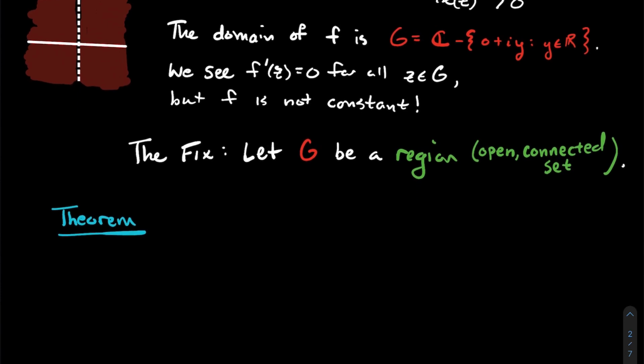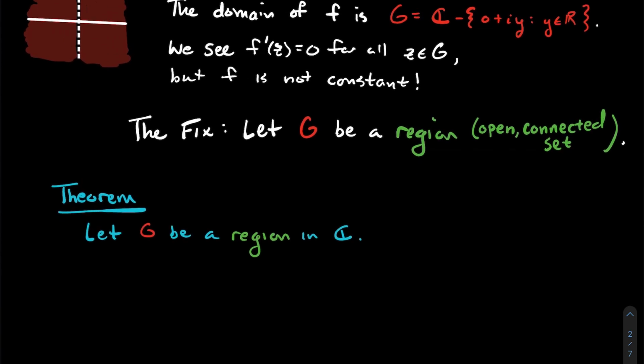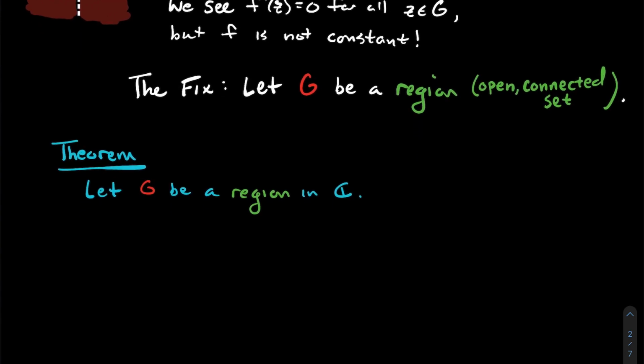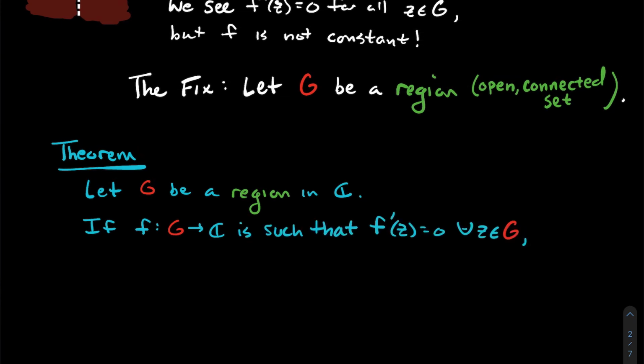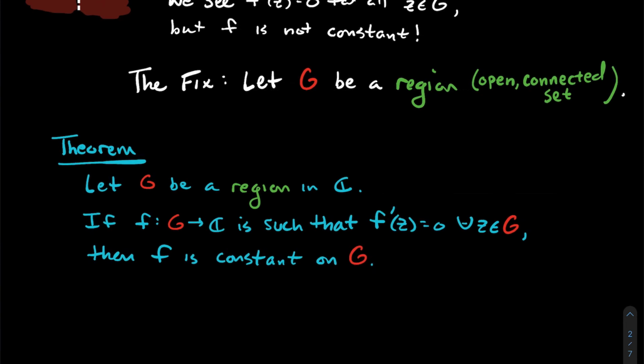So here's what our theorem would look like then. Let G be a region in the complex plane. Let f be a function from G to C. And if that function is such that the derivative of f is 0 for all points in my domain G, in the region G, then f is constant on G. And that's the theorem that we're going to prove.